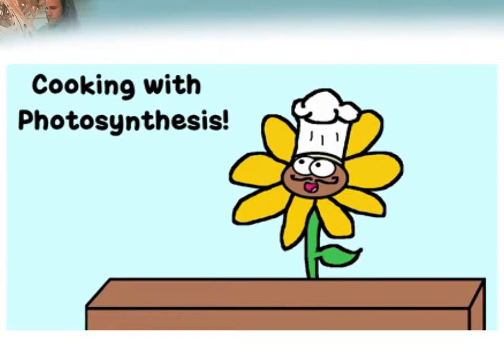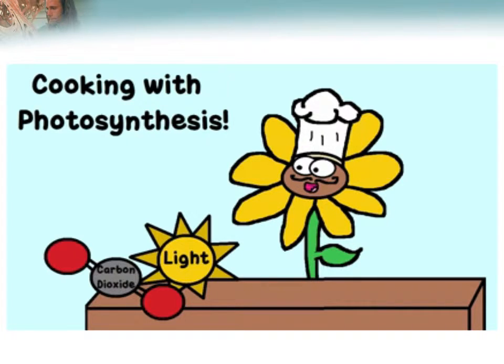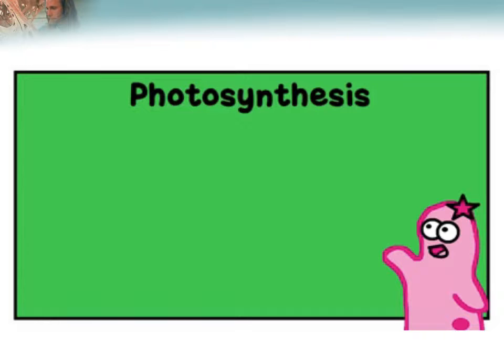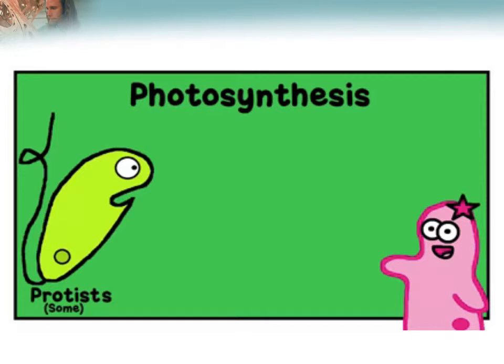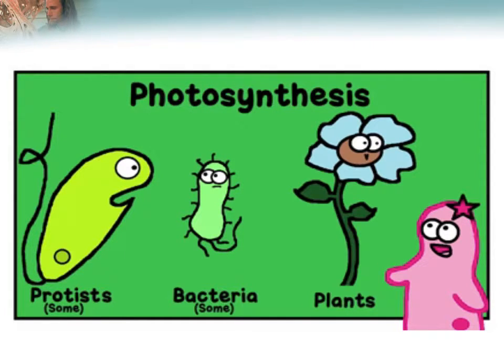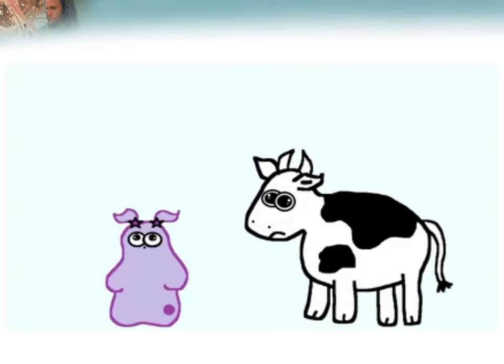Today we are going to talk about an incredible process that uses light, carbon dioxide, and water to make something awesome that we all love, sugar. Unfortunately, we cannot do this amazing, incredible process, which is known as photosynthesis. Some types of protists can do photosynthesis. Some types of bacteria can. And of course, plants can. Plants will be our focus for this video clip. Animals and amoebas just sort of missed out on this ability.